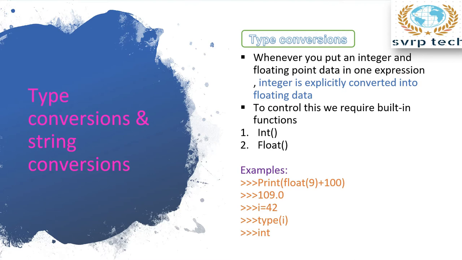Now let's go into this example. Here I am showing print float of 9 plus 100. The resulting value is going to print as 109.0. Here I am taking one integer and the other as a floating value, but the integer and float are combined together and the result is a floating value. If you want to know the type of the variable, I is equal to 42, then type of I is going to print as integer.